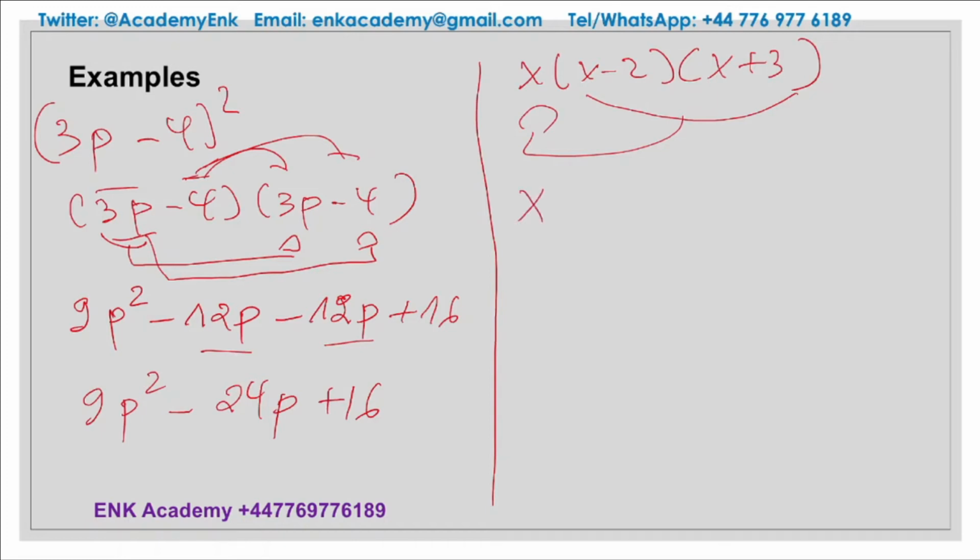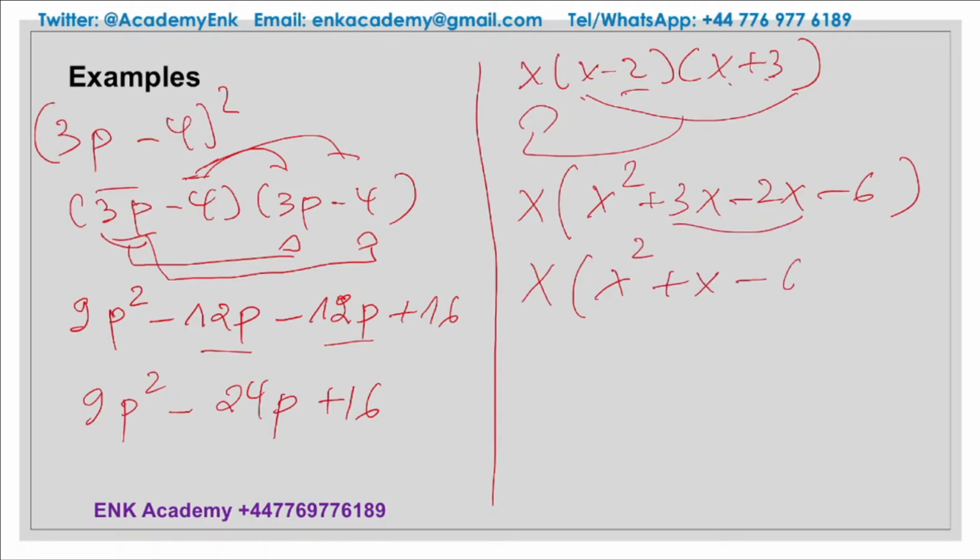In this case, we can keep x here, and then we do our method: x times x, which is x squared, x times 3, which is 3x, minus 2 times x, which is minus 2x, minus 2 times 3, which is minus 6. We can even already simplify inside where we add the like terms: x squared, these two will give plus x, minus 6, and now we can multiply with the third term, which will be x.